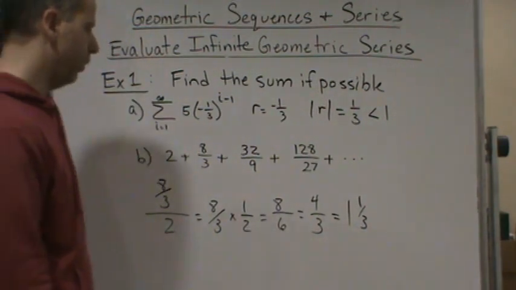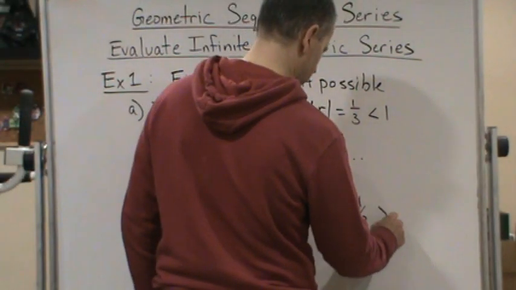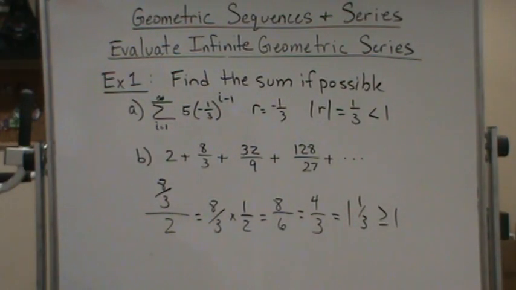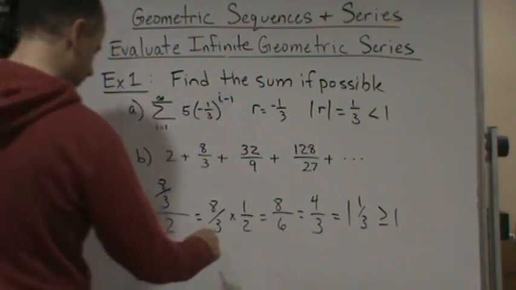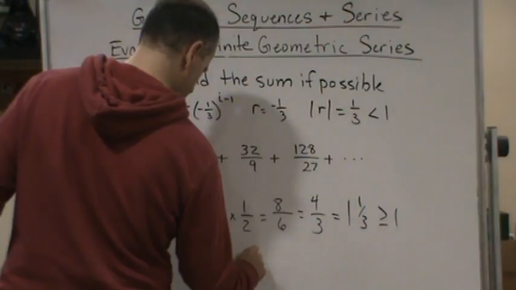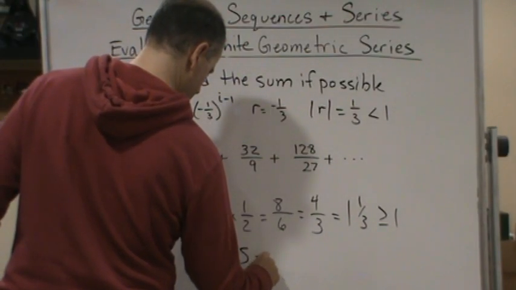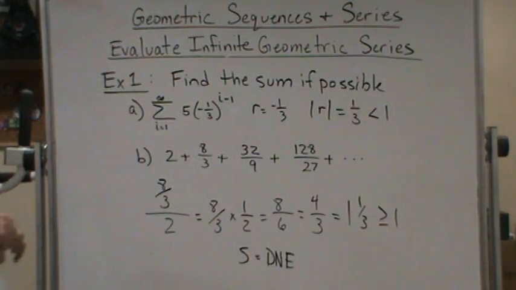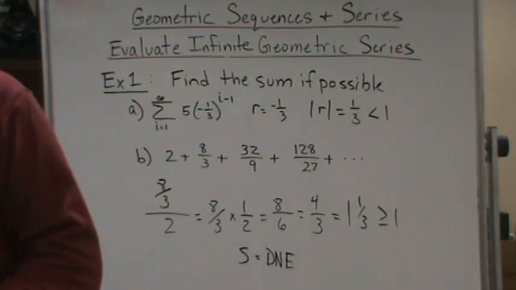And 4/3 is what? Bigger than or equal to 1. Which means that this series is divergent and that the sum, S, does not exist. And that's how you do it.